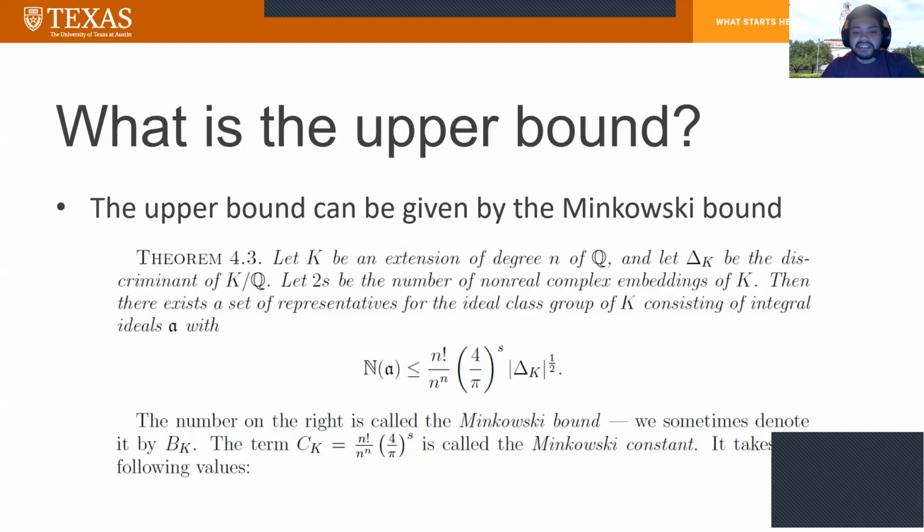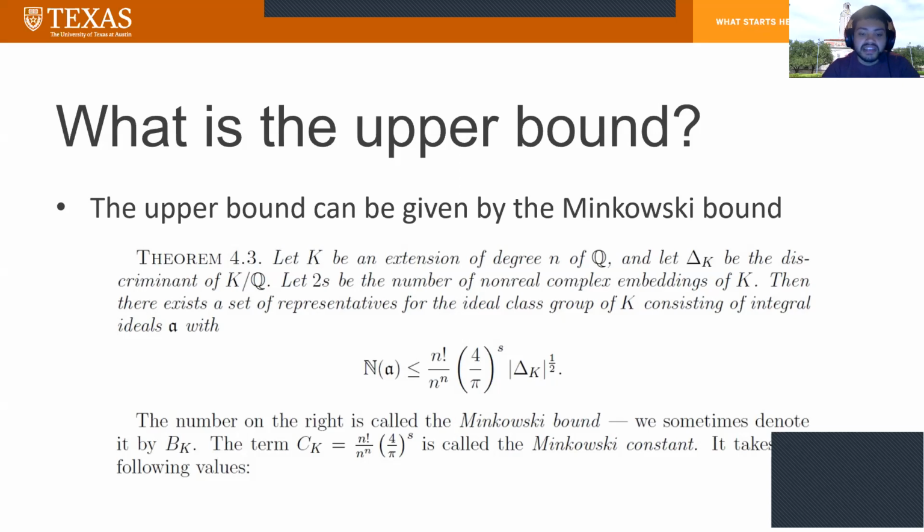What is the upper bound of the class number of k? Well, the upper bound can be given by the Minkowski bound, which is the following. Let k be an extension of degree n of Q, and let delta k be the discriminant of k over Q. Let 2s be the number of non-real complex embeddings of k. Then there exists a set of representatives for the ideal class group of k consisting of integral ideals a with the following inequality. The number on the right is called the Minkowski bound. We sometimes denote it by b of k.